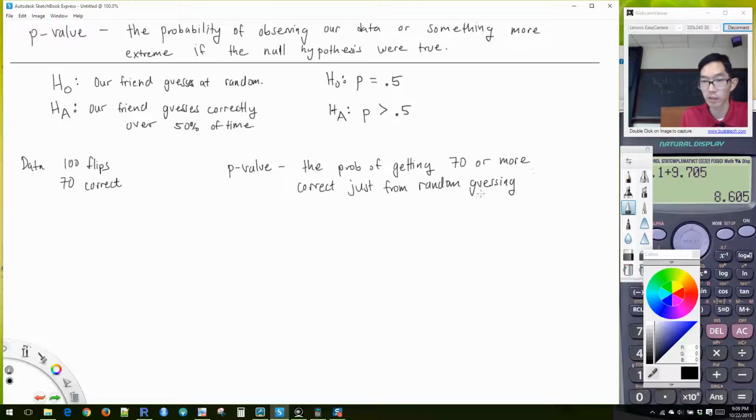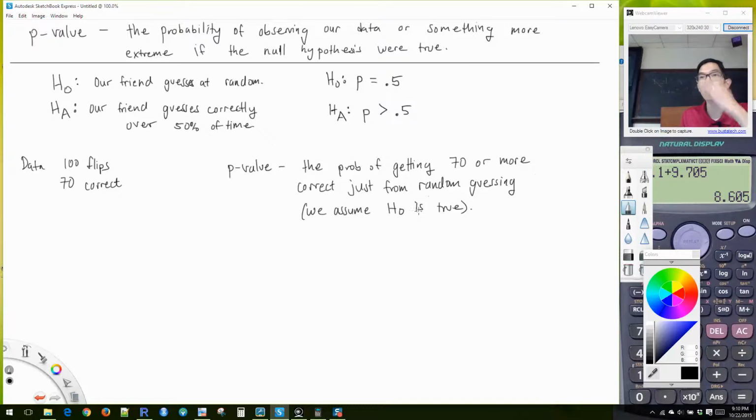So essentially we assume the null hypothesis is true. The p-value is the probability of getting our data or something more extreme if the null hypothesis is true. So in this case, what's the probability of getting 70 or more correct out of 100 flips if the probability of being right is only 50% each time?